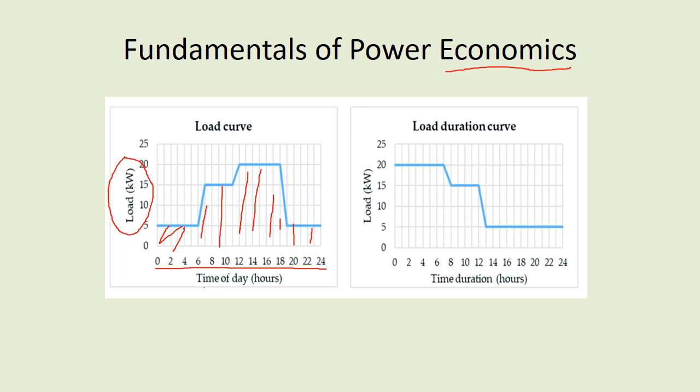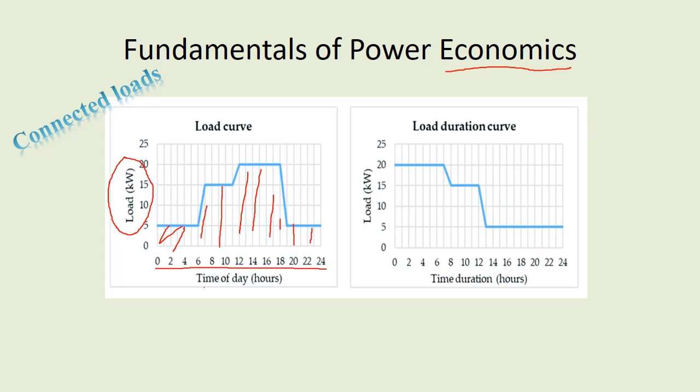The other terms: first is the connected load. At a particular moment there will be a number of loads connected together. For example, in the morning you would have three fans operating together, one fridge, and one TV operating simultaneously. All the loads connected at a particular event are called connected loads.